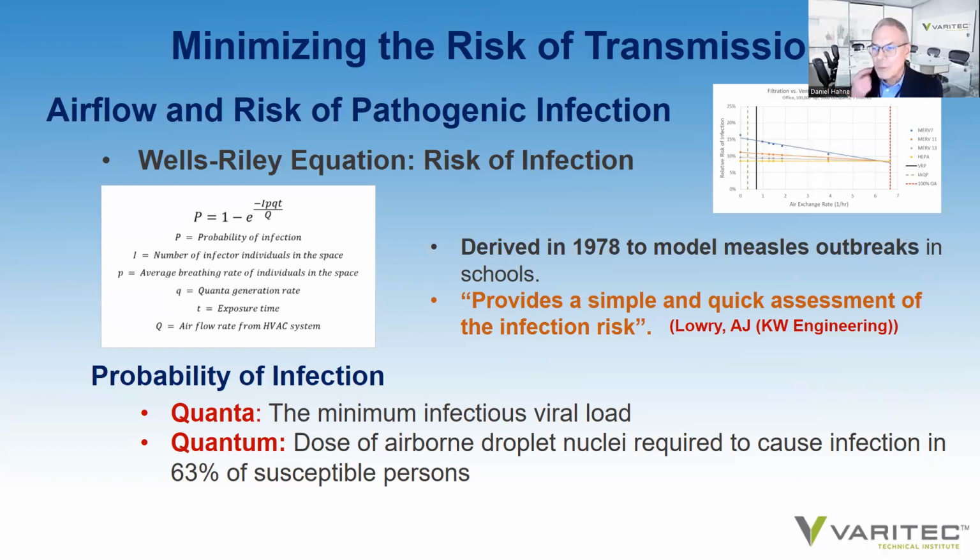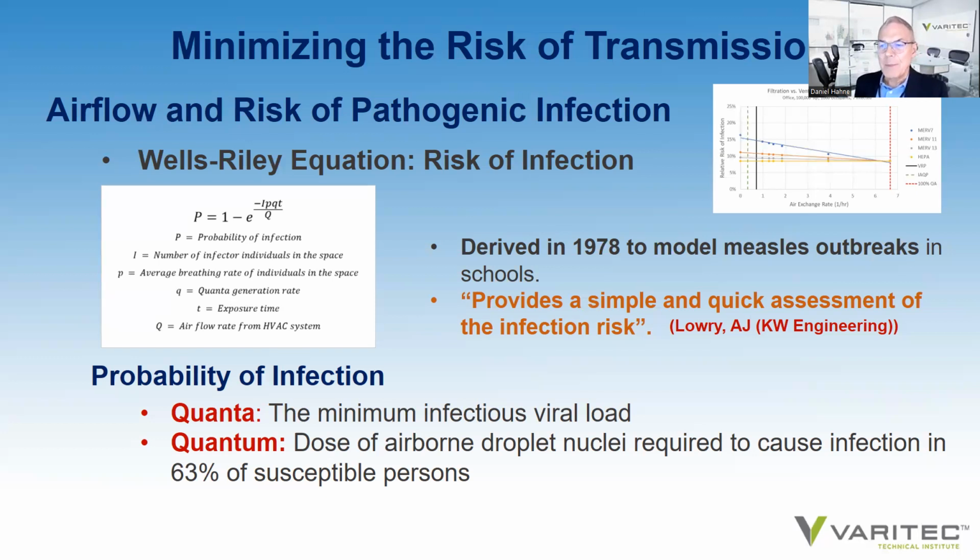It was actually written by two doctors, Wells and Riley, in 1978 to model the risk of infection during a measles outbreak. Its goal was to provide a simple and quick assessment of the infection risk. And it came up with a term called quanta.